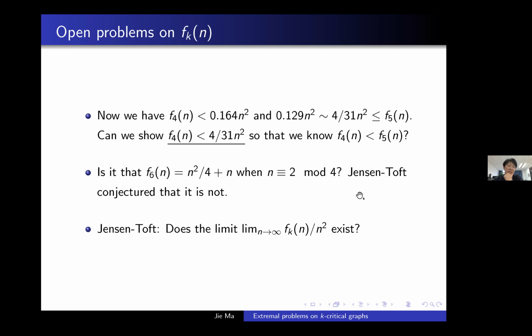Actually, it's debatable, so this is a good question. I don't know the precise meaning when Jensen and Toft conjecture this is not. But the current record is that for F6, even counting the error term, this is the best bound. We don't know if this can be improved to, say, plus n plus 2. We don't know.